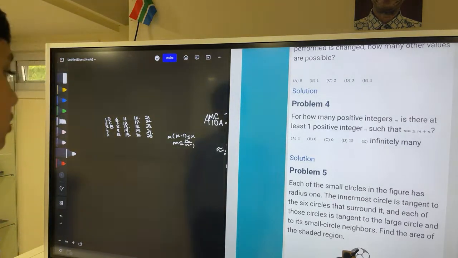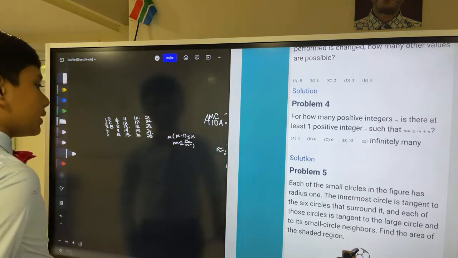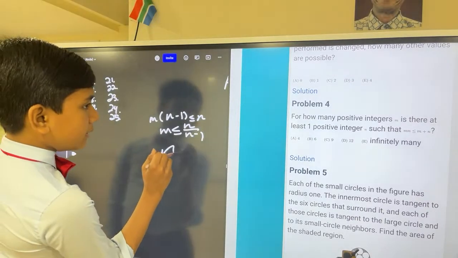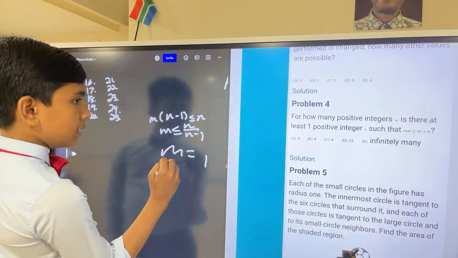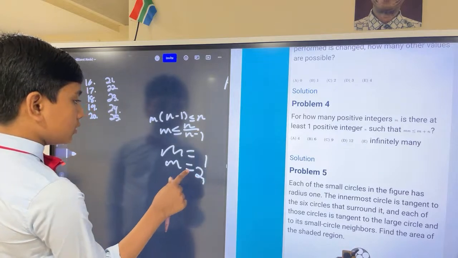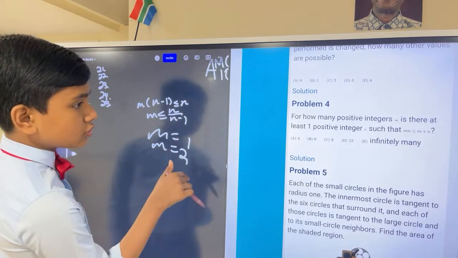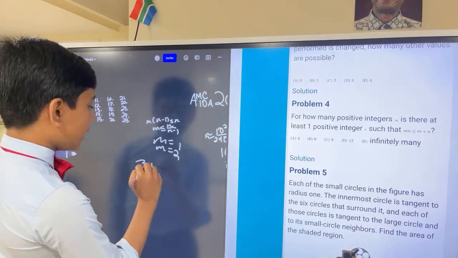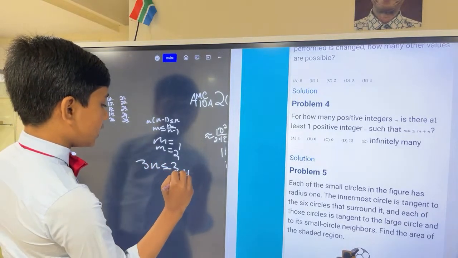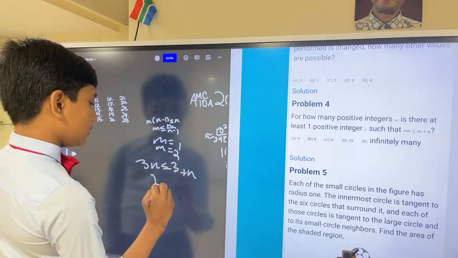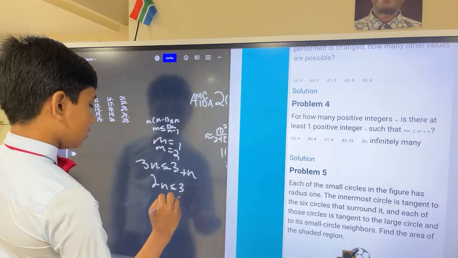So the only ones I can think of are when m equals 1, m equals 2. Because when m equals 3, when is 3n less than or equal to 3 plus n? When 2n is less than or equal to 3.